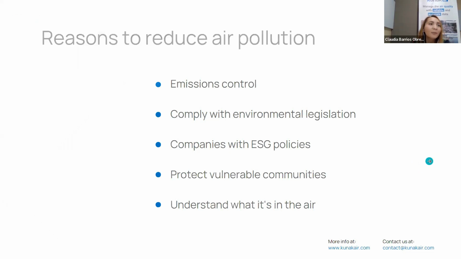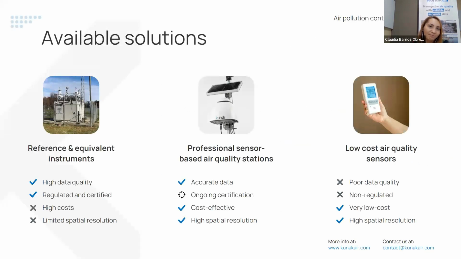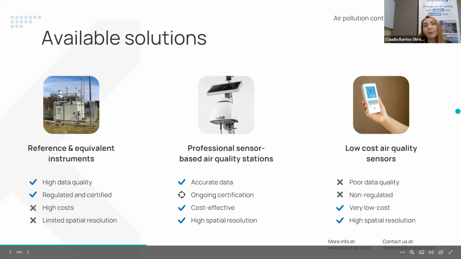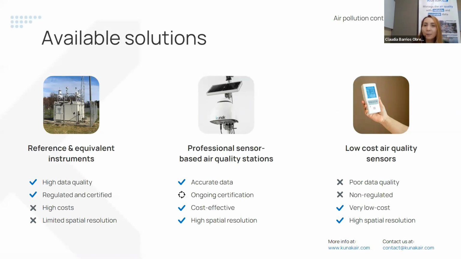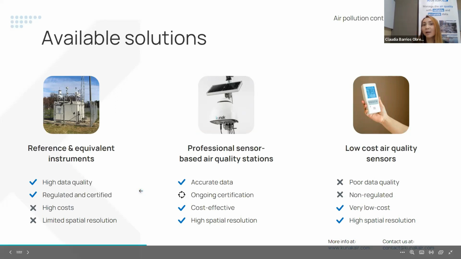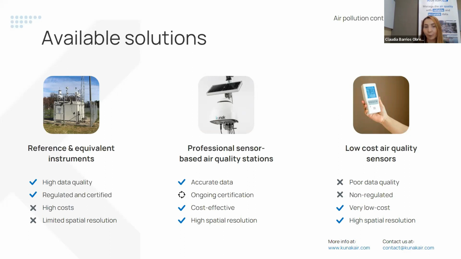But what are the available solutions? It's important to better understand that there are different instruments to monitor air quality in the market. In the first place, we can find the standard method, the regulatory and equivalent instruments. They provide a very high data accuracy, and they are regulated and certified by environmental bodies. However, they tend to have a limited spatial resolution, and because of their specific capabilities, their cost of installation and maintenance are quite high.